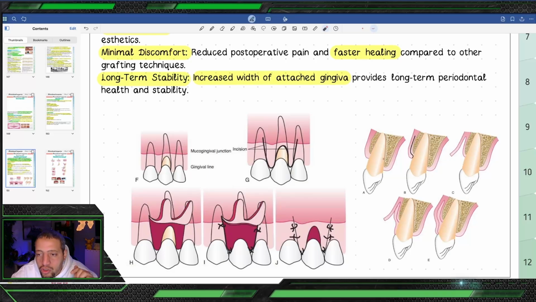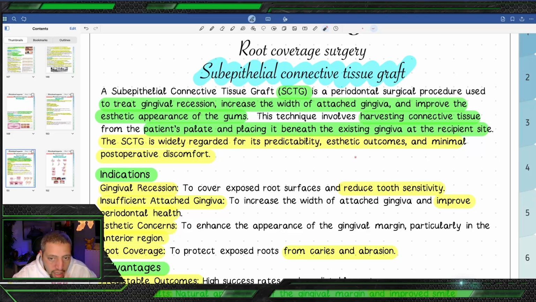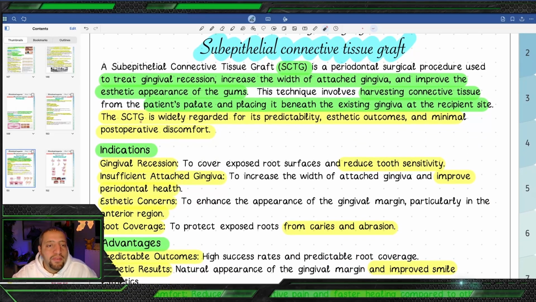So we start with an exposed root and end up with a root covered by subepithelial connective tissue graft. Again, here we do a split thickness flap, reflect it, and then we get the graft from the palatal side and put it here, suture it, and everything will be happy because we cover the exposed root. Subepithelial connective tissue graft is widely regarded for its predictability, aesthetic outcome, and minimal post-operative discomfort.